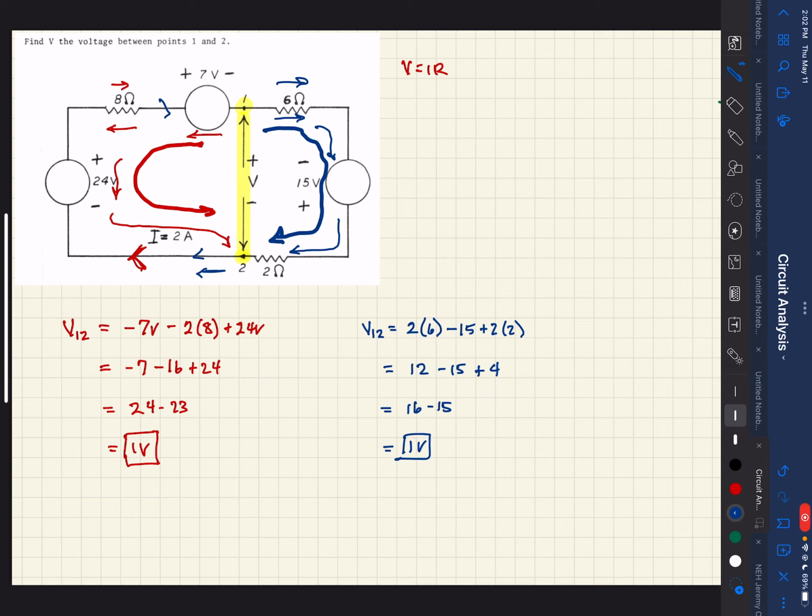So it doesn't matter which path we pick, we get the same results. So that means that the voltage difference between point 1 and point 2, if we were to put a meter there, we should measure 1 volt.